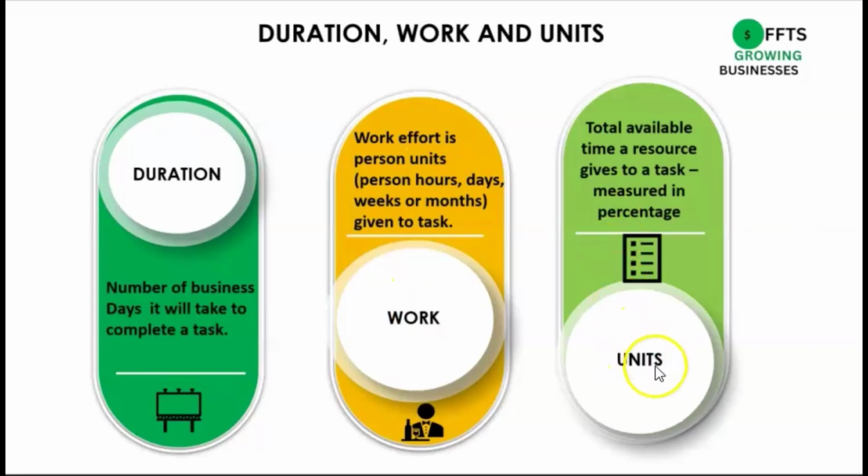And then the last one is units. Units is the total available time a resource gives to a task, measured in percentages. It could also be measured in numbers. So if it's 100%, it means they are working 8 hours a day. If it's 1, it's also 8 hours a day.